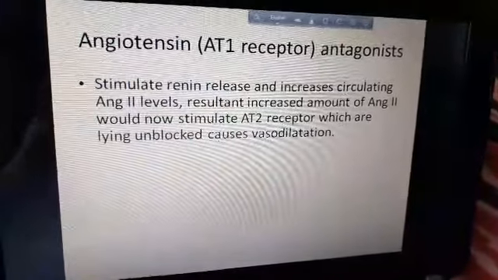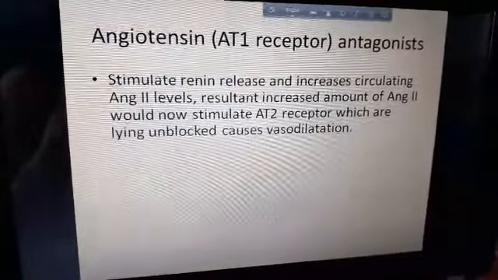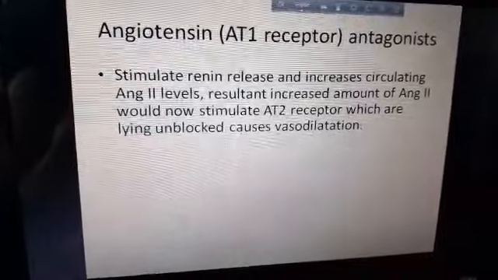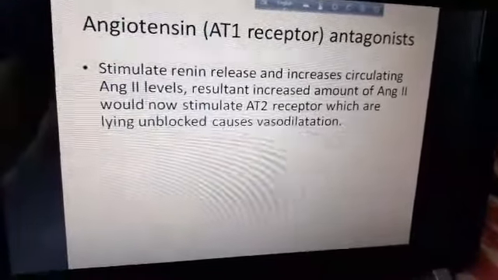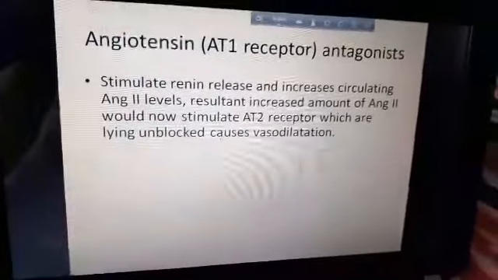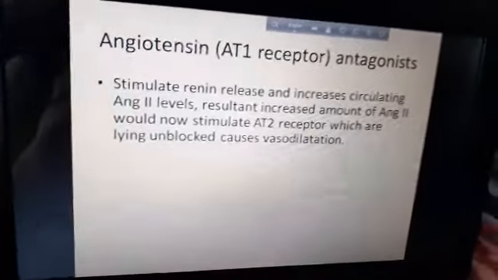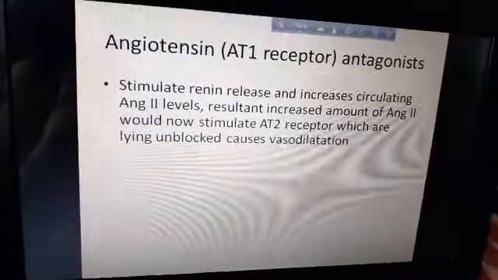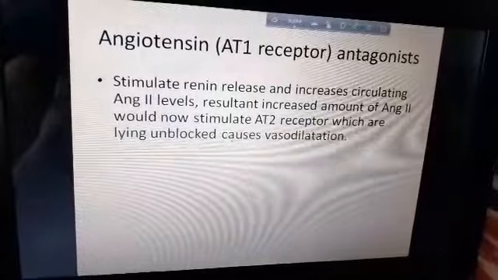ARBs stimulate renin release and increase circulating angiotensin 2 levels. This increased angiotensin 2 now stimulates the AT2 receptor, which is lying unblocked, and causes vasodilation. So what does that mean? ARBs block the AT1 receptor, and blocking the AT1 receptor means there is inhibition of the short loop negative feedback.